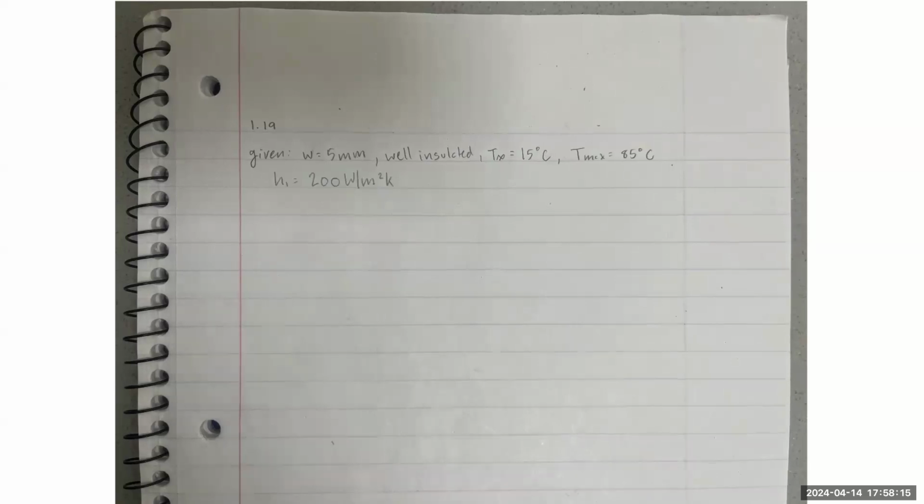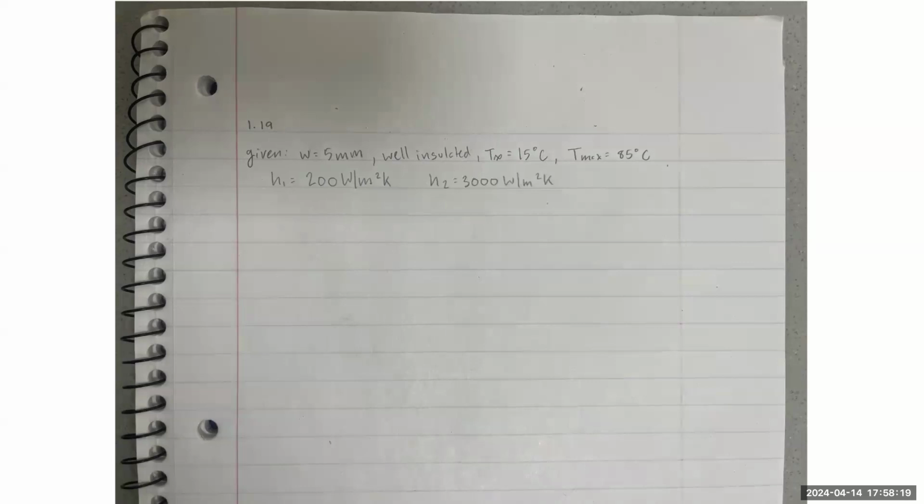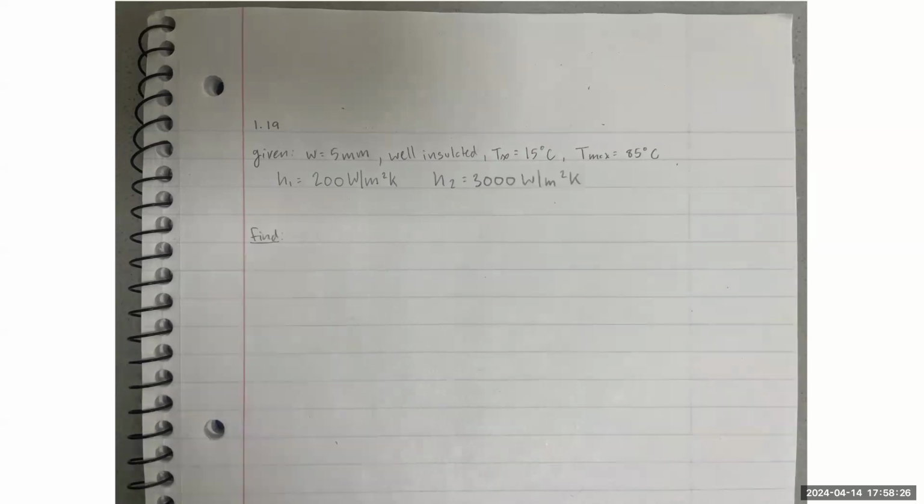First given is W equals 5 millimeters. We know that the system is well insulated, that T infinity equals 15 degrees, that T max equals 85 degrees, that the convection coefficient of air is 200 watts per square meter Kelvin, and the convective coefficient of some dielectric liquid coolant is 3000 watts per square meter Kelvin. Now we're going to look to find the maximum allowable power for each coolant, or at each h.